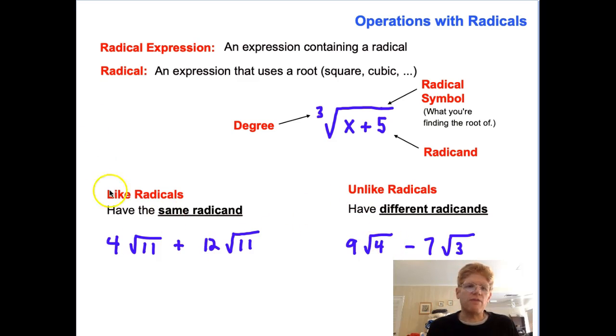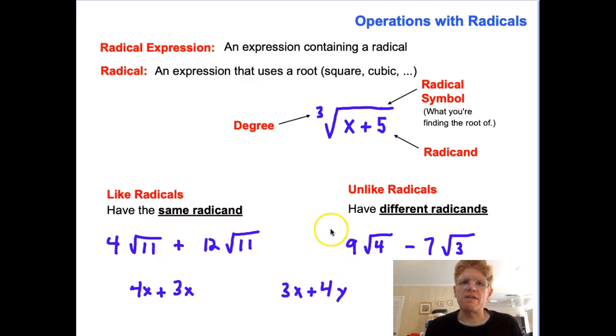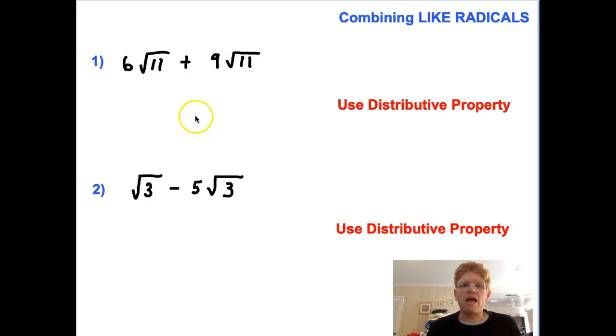So just like if we had 4x plus 3x, those can be combined. But if we had 3x plus 4y, those cannot be combined. So it's the same concept. When we are combining like radicals, we're really just using the distributive property.